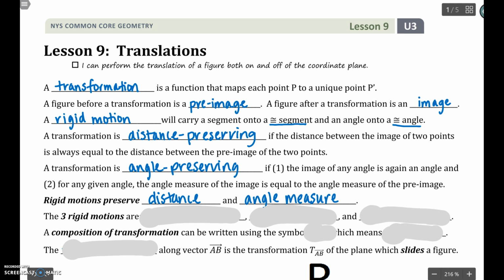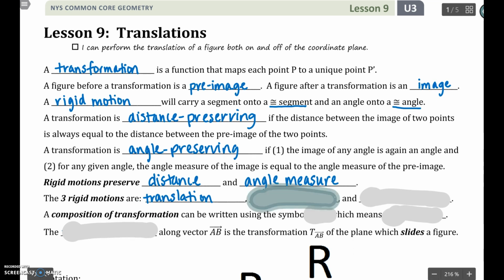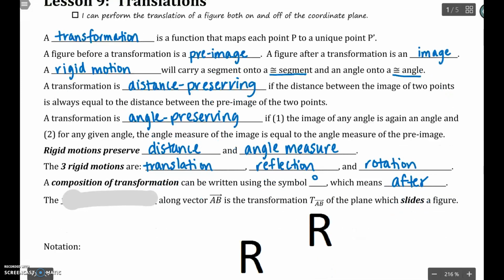Okay, there are 3 types of rigid motions that we're going to talk about: translation, reflection, and rotation. Those all keep distances the same and angles the same measure. So they change nothing about the size or shape of an object, just where it is. A composition of transformations is where we do more than one, and the symbol is a circle, and that little circle means after.